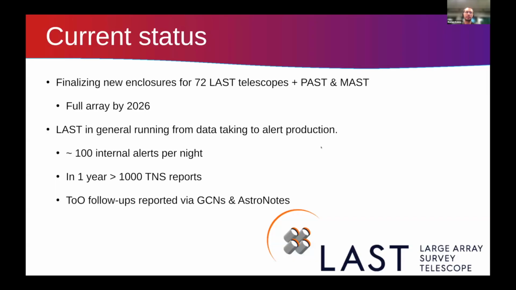So current status, we are finalizing these new enclosures for the 72 LAST telescopes plus PAST and MAST. We hope to have the full array next year. But in general, LAST right now is running from data taking to alert production. We get about 110 alerts per night, and in 1 year we published more than 1,000 TNS reports. We also do follow-up of transients in GCN and so on.